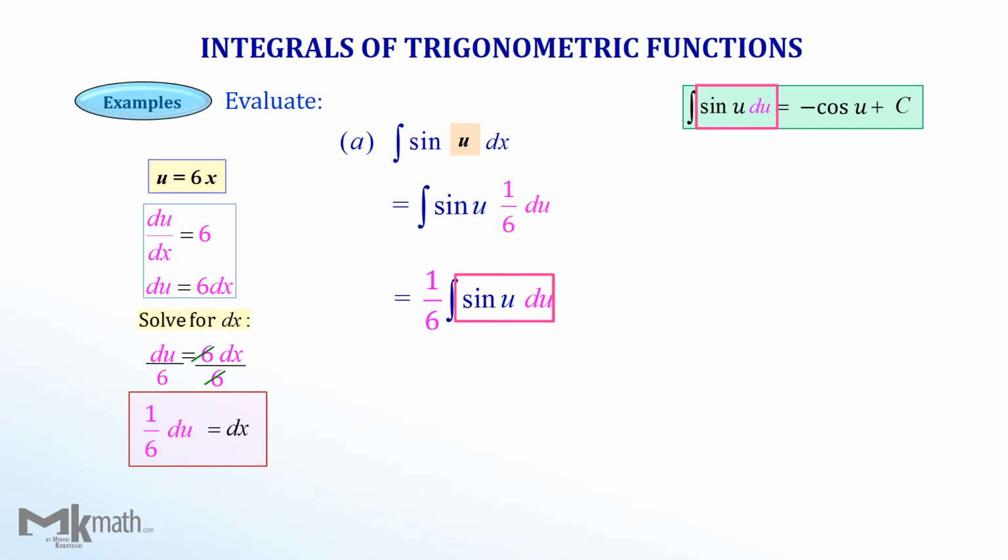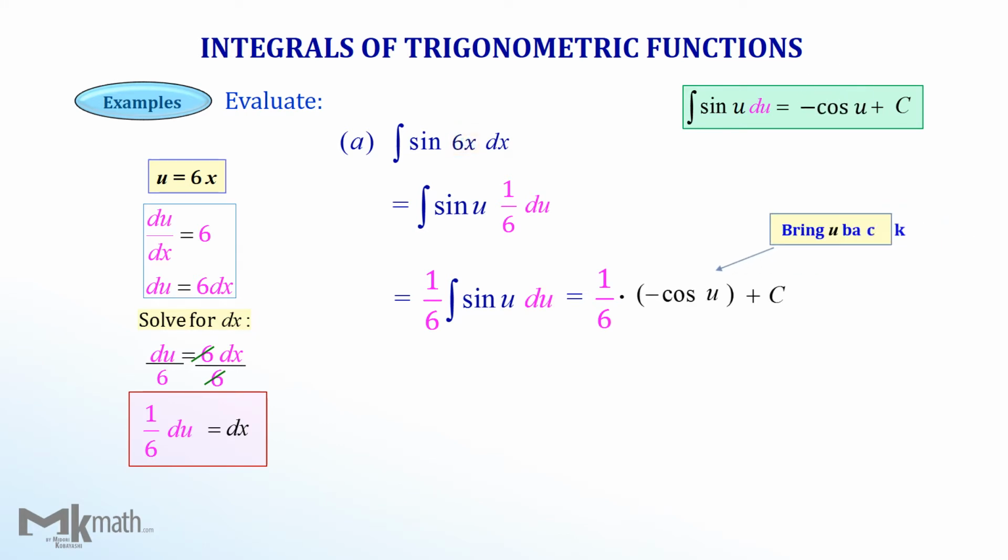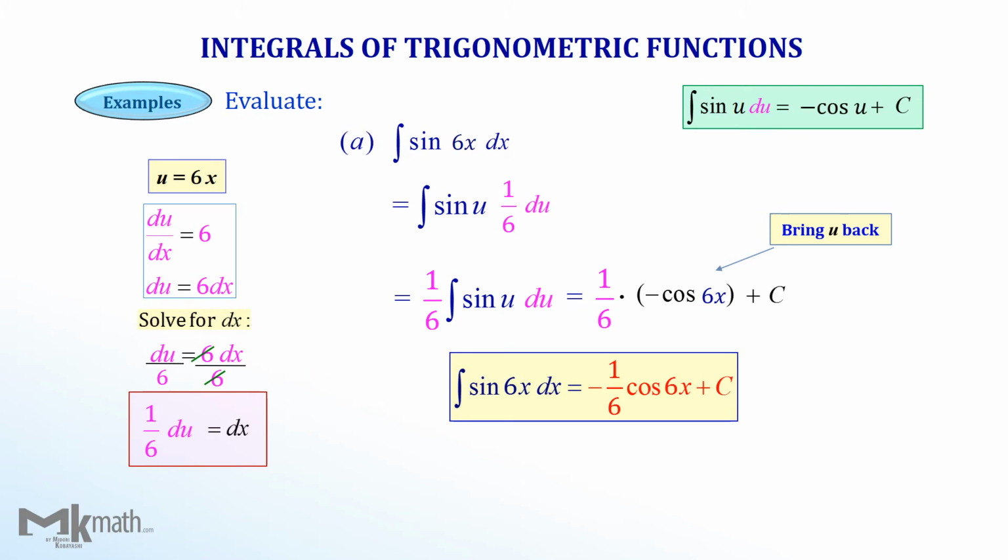Since we have the left side of the formula now, we can move to the right side of the formula. Using the formula to get 1 over 6 times negative cosine u plus constant c. Finally, bringing back the original function 6x for u position to get the solution as shown. Make sure to place a negative sign in front of the constant 1 over 6.